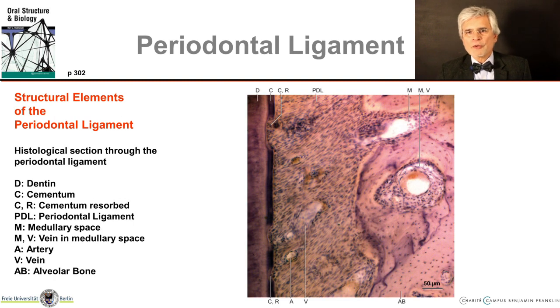And here in the histological section you can see the fibers again. Dentine on the left, bone on the right, and you can clearly identify that, and also identify it as the PDL.